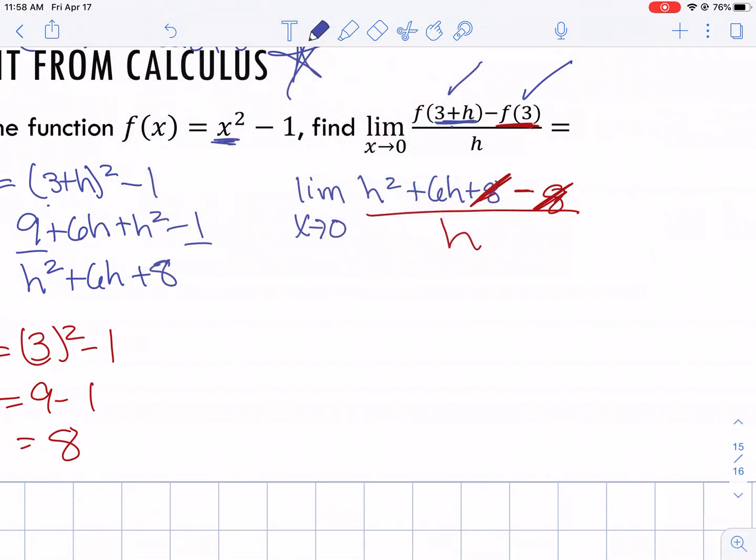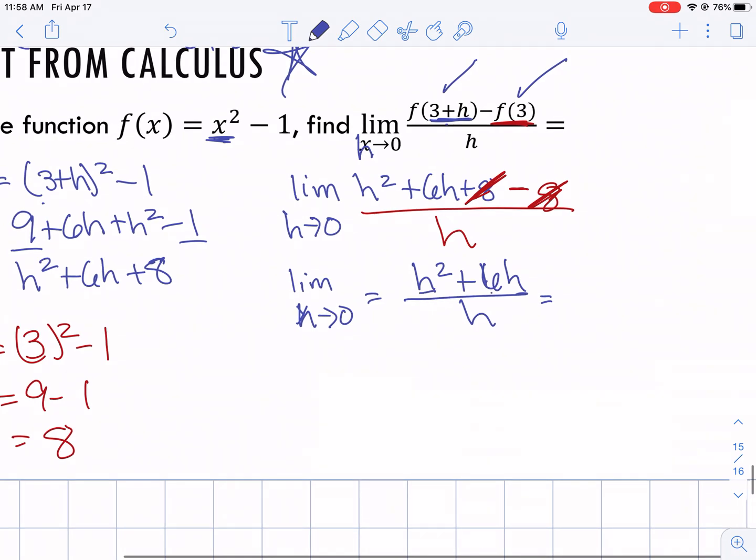I'm going to go back to the blue. So the limit of, and it shouldn't be x minus 0, it's h minus 0. That was a typo on my part. H minus 0. We're now left with h squared plus 6h over h. If you notice here, some of you know to cancel stuff out here. Why can we cancel out? Is there a GCF of those two? Yes, the GCF is h.